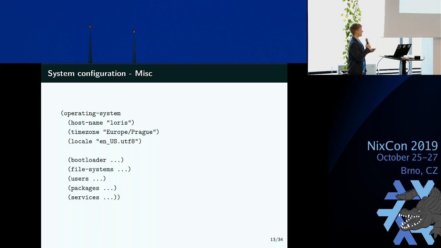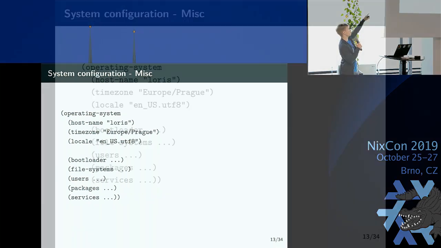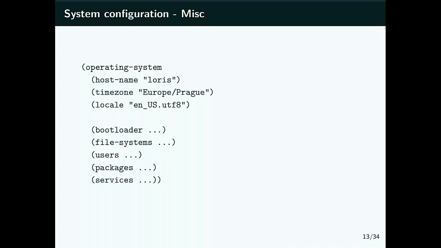Okay, this is what their operating system configuration looks like, which would be our /etc/nixos configuration. It's an attribute set called operating-system, and there they define some attributes, like the host name, time zone, locale. Yeah, they can do everything we can: bootloader, file systems, users, and then the installed packages and services. But they don't have modules. Everything is a service for them, which I'll come back to later.